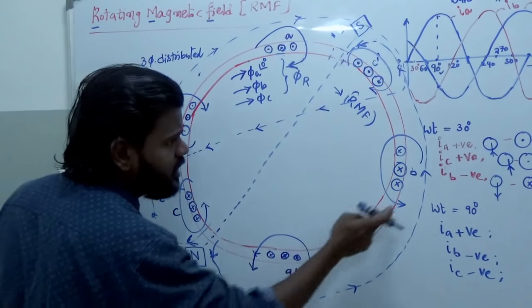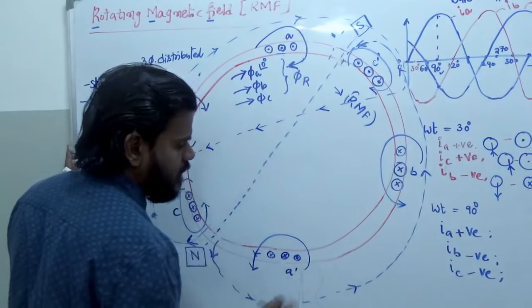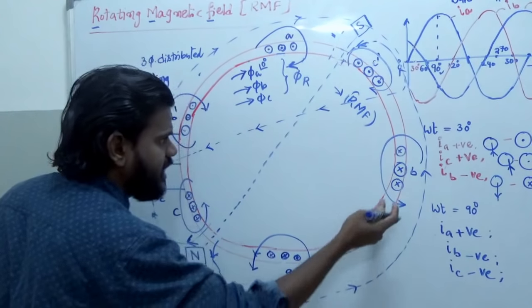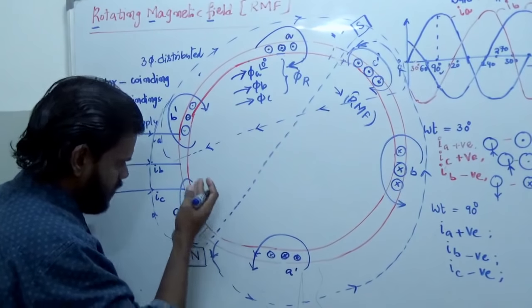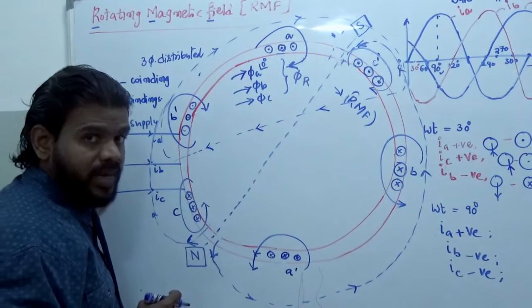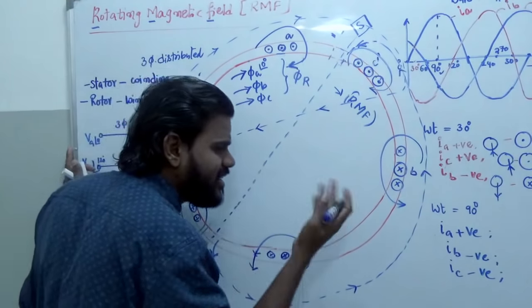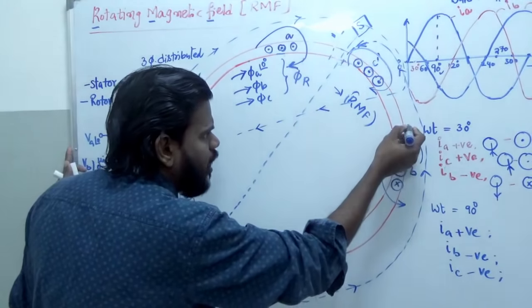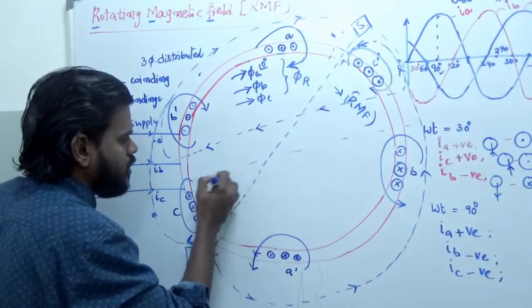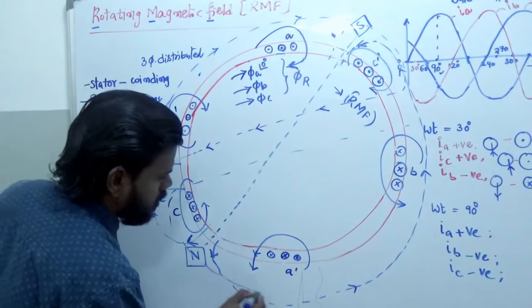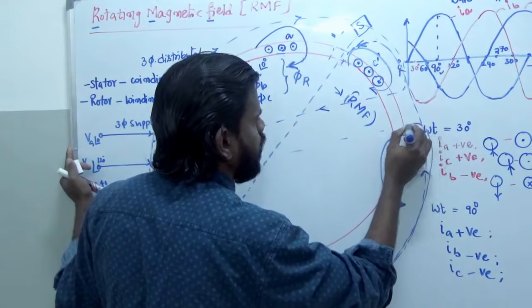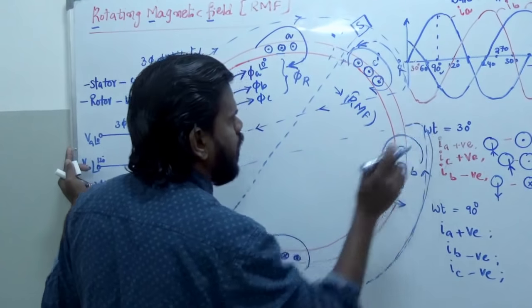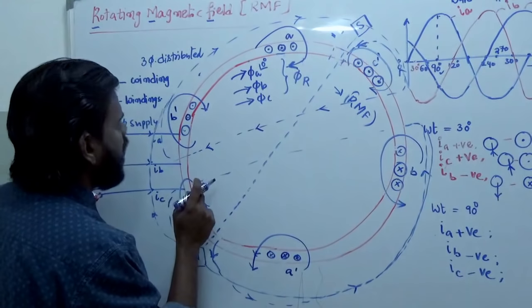Now you see, what about the other set of conductors, C, A dash and B? See there, the current direction is anti-clockwise, am I right? So here what will happen? The net resultant flux will be anti-clockwise. Okay? Anti-clockwise, right? So this is how you have it.